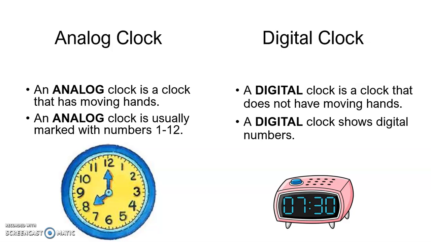Please pay attention to the clocks on the screen. One is an analog clock. That is a clock that is round and has the hands. And the other clock is a digital clock. That is the pink clock that is rectangular in shape. It just has numbers printed on it.